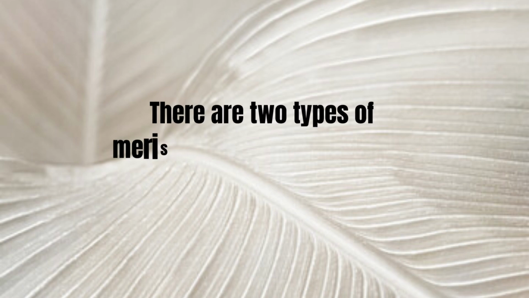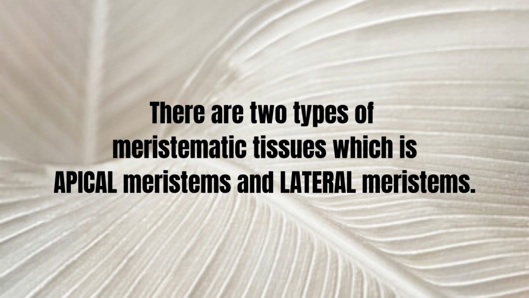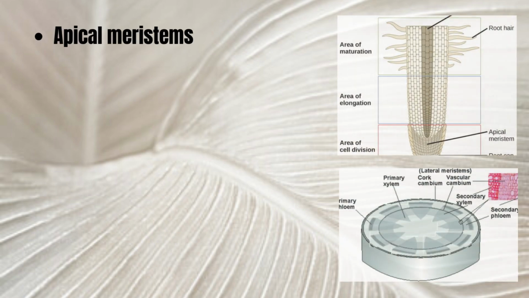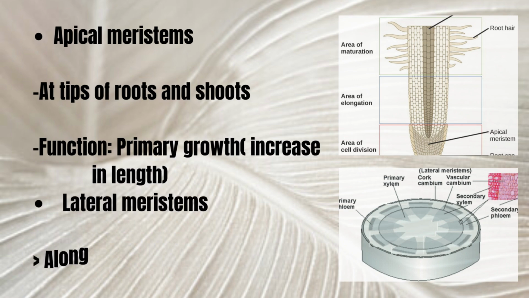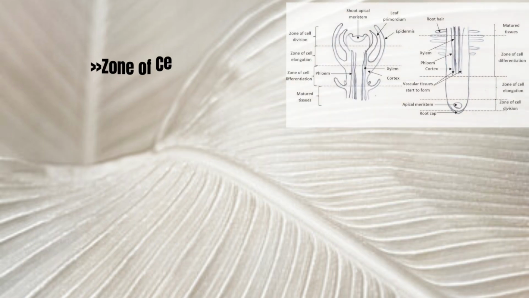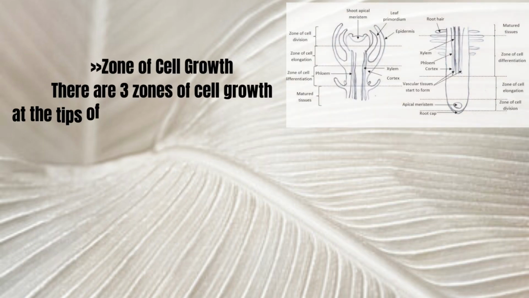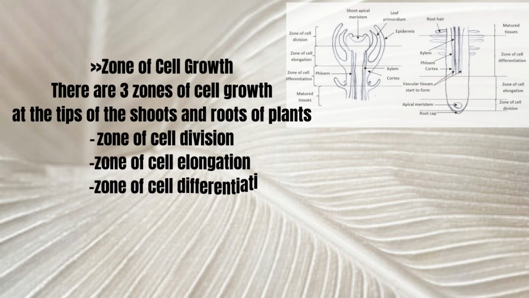There are two types of meristematic tissues, which are apical meristems and lateral meristems. Apical meristems are at the tips of roots and shoots for primary growth, while the lateral meristems are along stems and roots for secondary growth. There are three zones of cell growth at the tips of the shoots and roots of plants: zone of cell division, zone of cell elongation, and zone of cell differentiation.